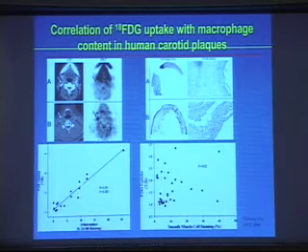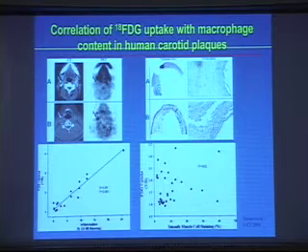So this is a nice relationship between the two. And there's also no relationship with smooth muscle cells. There may be a signal coming out from the smooth muscle cell, but it's not really correlated. So what we measure by FDG is really glycolysis, but that glycolysis is reflecting the milieu of the macrophages that are in there.